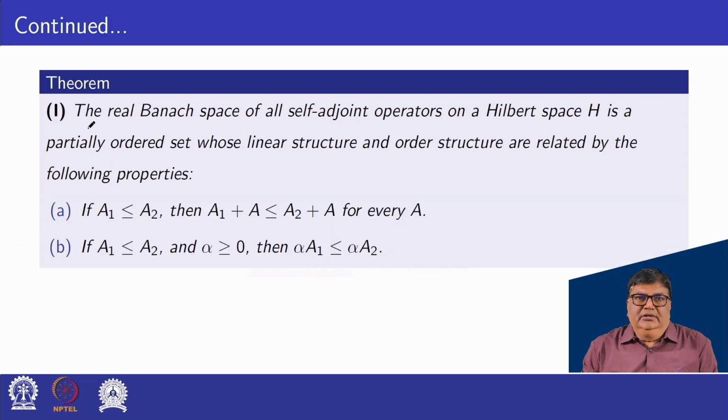Theorem. The real Banach space of all self-adjoint operators on a Hilbert space H is a partially ordered set whose linear structure and order structure are related by the following properties. First property, if A1 ≤ A2, then A1 + A ≤ A2 + A for every A. And second, if A1 ≤ A2 and alpha ≥ 0, then alpha A1 ≤ alpha A2.